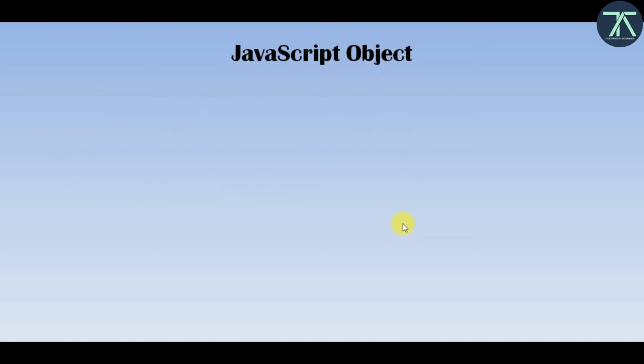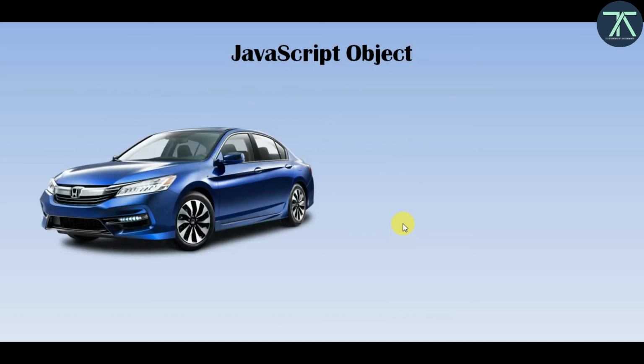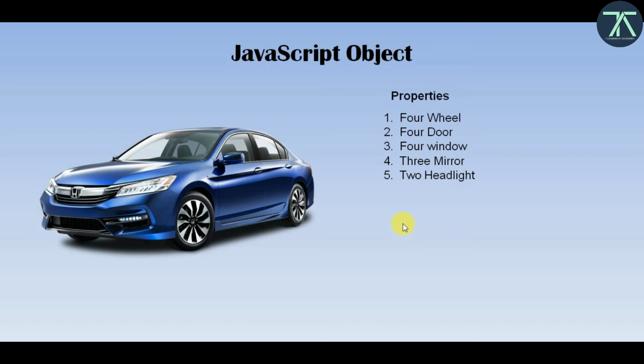So if I ask you about a car, then what are the things that will come to your mind at first? That a car has 4 wheels or 4 doors and a few windows, 3 mirrors, 2 headlights, right? So these are the properties of a car, and a car should have some functions, right? A car can run, a car can stop, we can change gear in a car. So these are called the functions of a car. Then the car is known as an object. So an object has some properties and some functions or behavior.